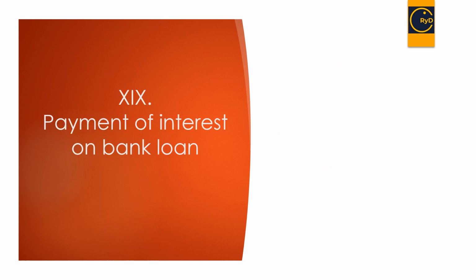Next, we have our payment of interest on bank loan. So our entry would be debit interest expense and then credit cash. So where can we find this? In our statement of comprehensive income. So the activity is operating.